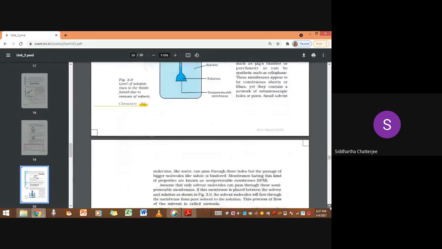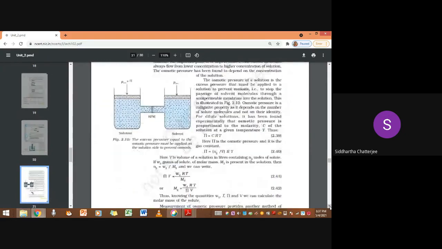All these we have already explained. This is the osmosis. As you find, π equals CRT. So osmotic pressure is proportional to the molarity of the solution at a given temperature. Just exactly like an ideal solution, and that is the same as the ideal gas law.